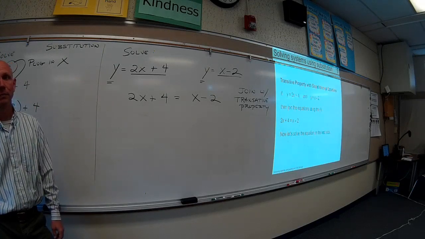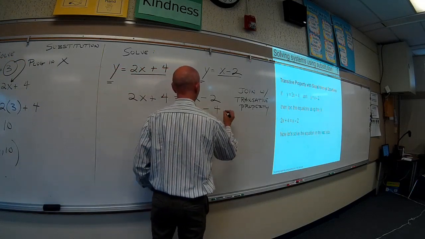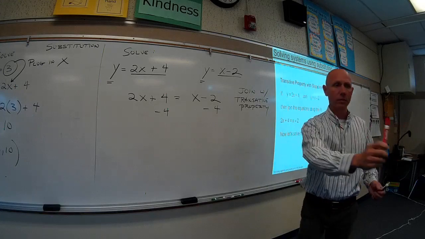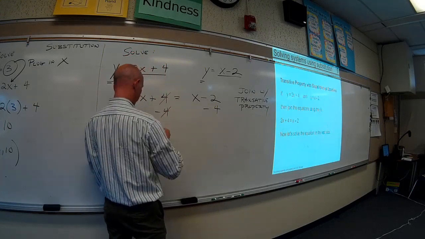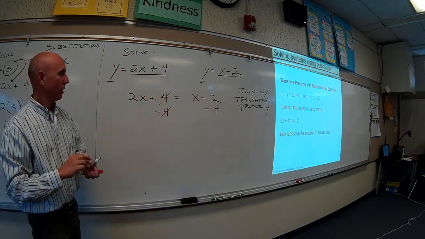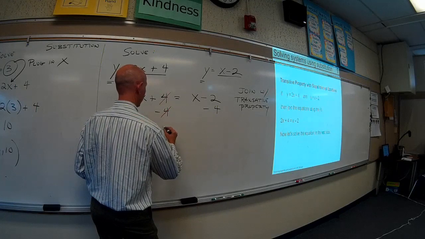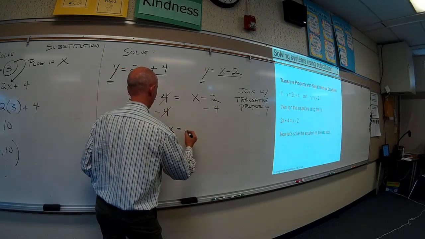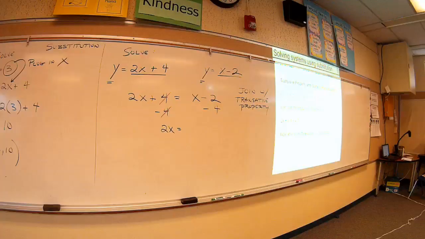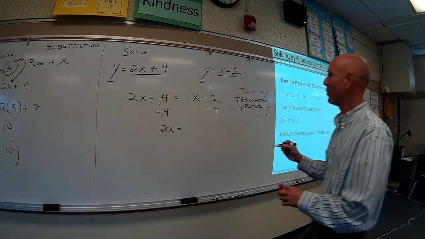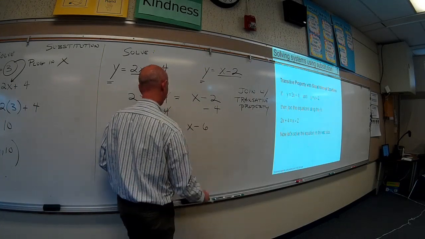Tell me what to do, rainbow poster. I would like to subtract 4 from both sides. Okay, minus 4, minus 4. Nico, what is this? The red marker of death and destruction. Destroying right there. What am I left with, Micah? You're left with 2x equals, I'm left with 2x equals x minus 6. Good.